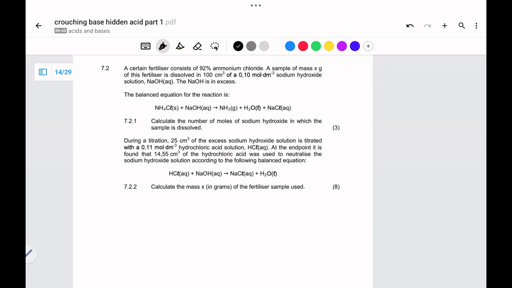So a certain fertilizer consists of 92% ammonium chloride. A sample of mass X grams of this fertilizer is dissolved in 100 cubic centimeters of a 0.10 mole per cubic decimeter sodium hydroxide solution, NaOH. The sodium hydroxide is in excess. The balanced equation for this reaction is given, and then they want us to calculate the number of moles of sodium hydroxide in which the sample is dissolved. Okay, let's do that first.